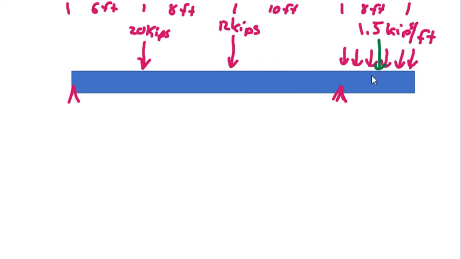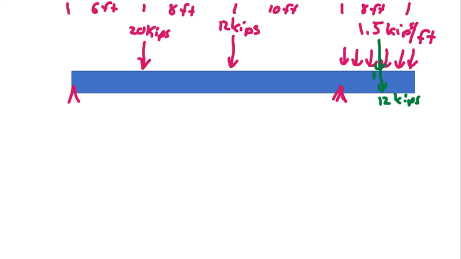So that works out to be 12 kips down. And again, if I'm over here, it's effectively felt at this point 4 feet away from the end, 4 feet away from the support. But when I'm in here, I have to understand that it varies by 1.5 every foot because it's a distributed load.